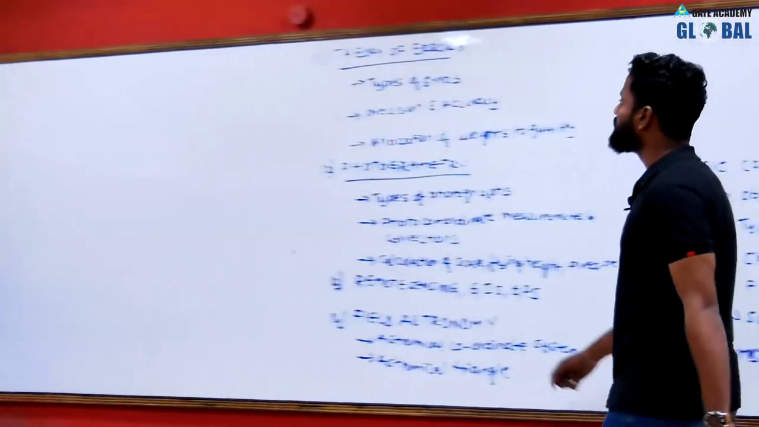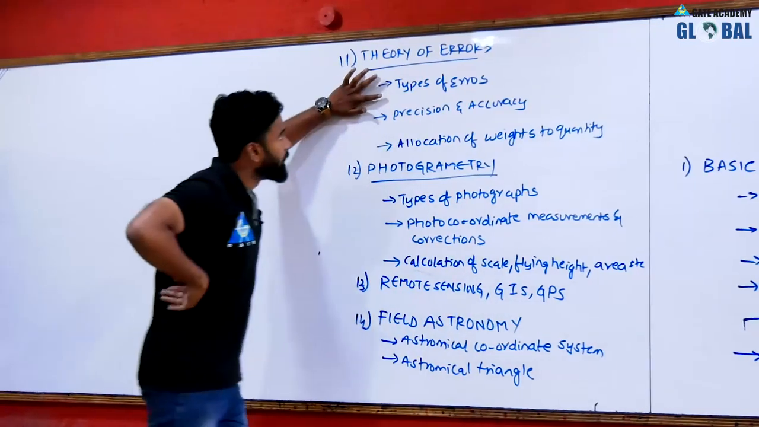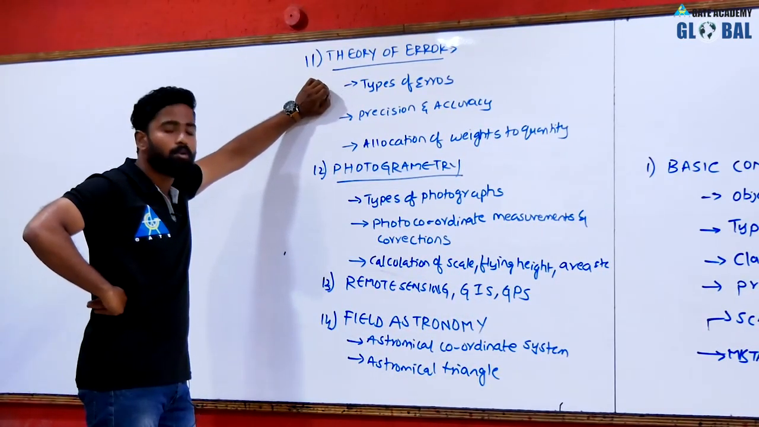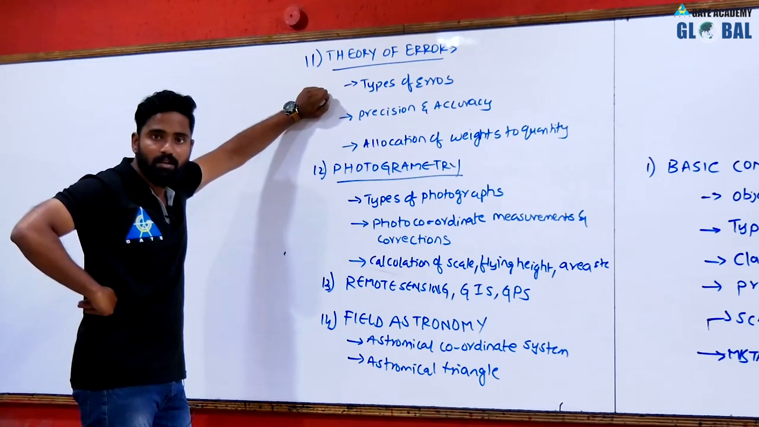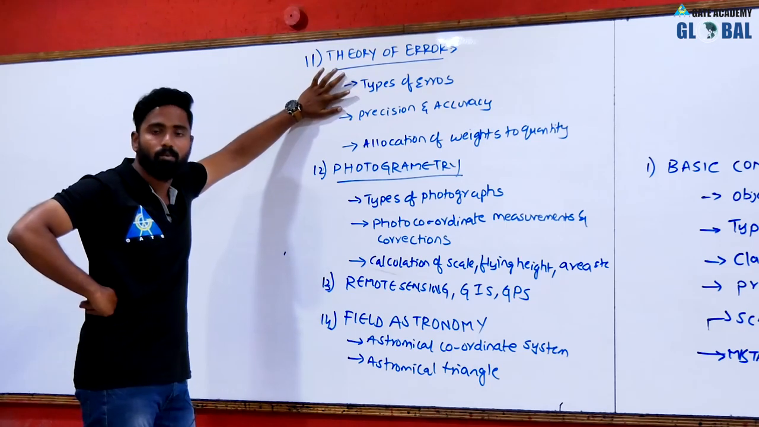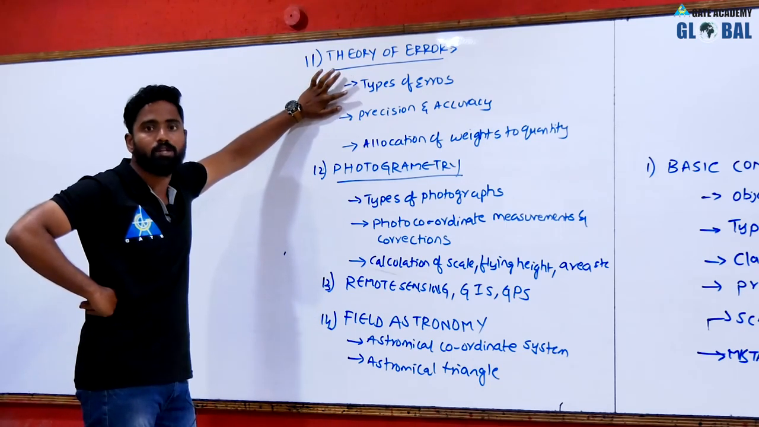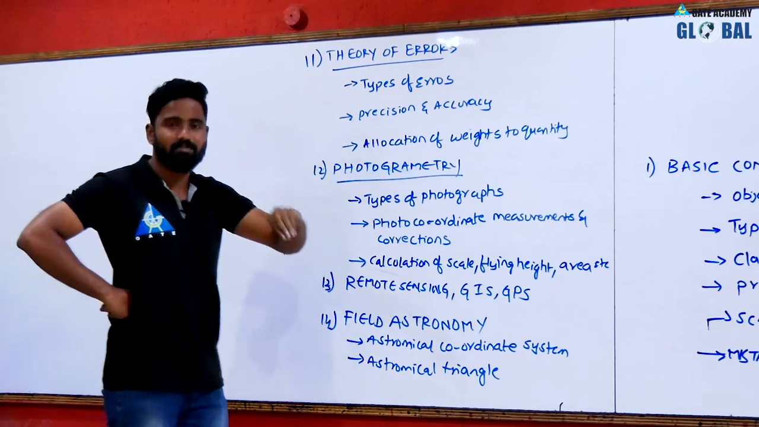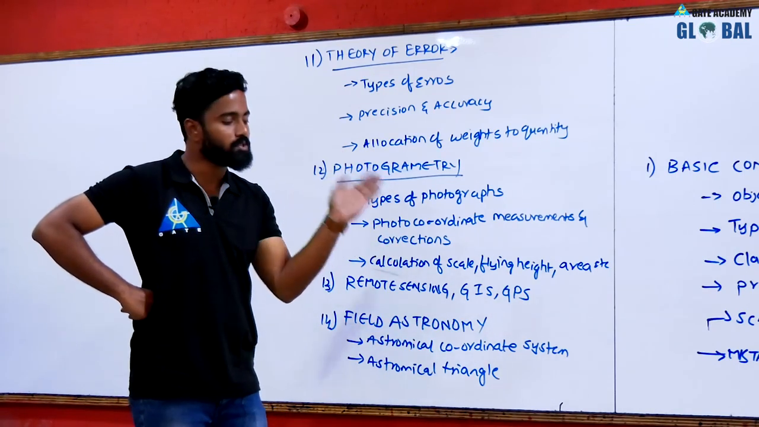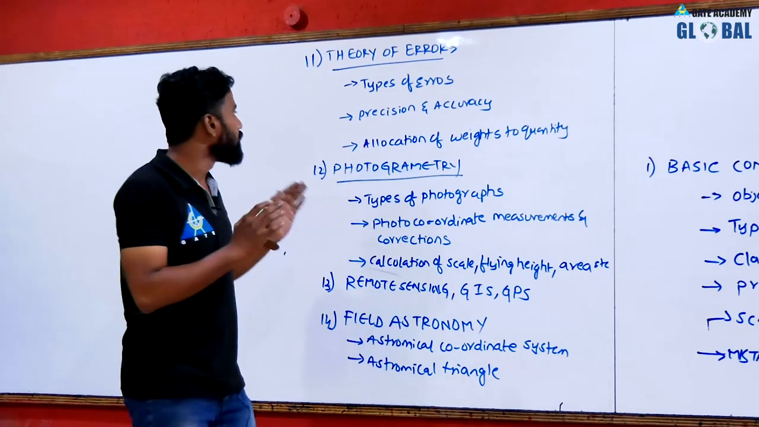Now after the curves there is theory of errors. Here we will be discussing what is precision, what is accuracy, what are systematic errors, what are compensating errors, what are cumulative errors. The name itself says everything. Compensating errors, one compensates the other. Cumulative errors, which keep on adding, are called cumulative errors.